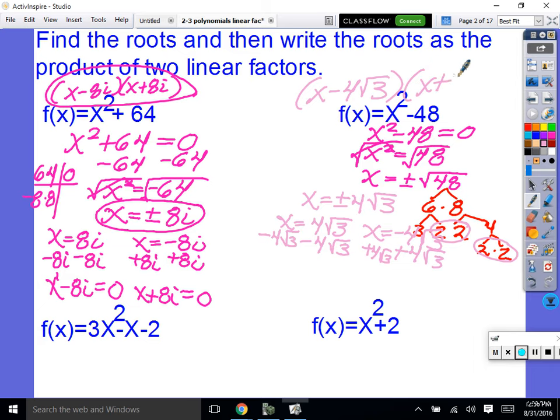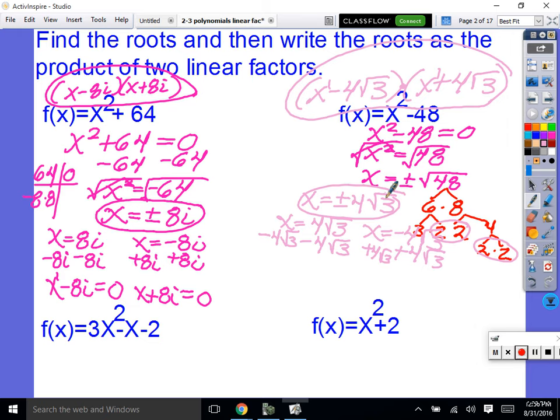So x plus 4 square roots of 3. There's our second answer. The product of two linear factors, they're degree 1. So we have that and that as our answers for this. So on the quiz, are we going to do a little bit better this time? Next time.